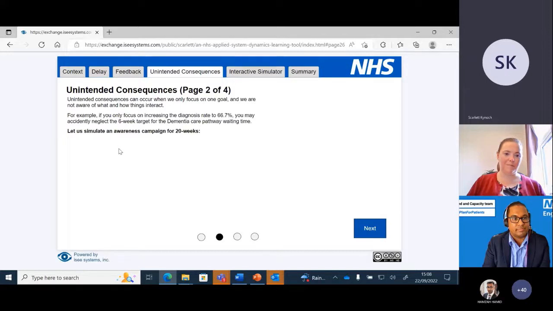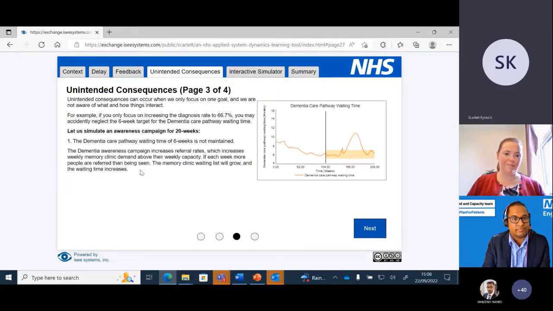So we're just going to simulate what an awareness campaign for 20 weeks would look like on these targets. The dementia care pathway waiting time of 6 weeks is just not maintained. The dementia awareness campaign increases referral rates, which increases the weekly memory clinic demand above their weekly capacity. And if each week more people are referred than are being seen, the memory clinic waiting list will grow and the waiting time increases.